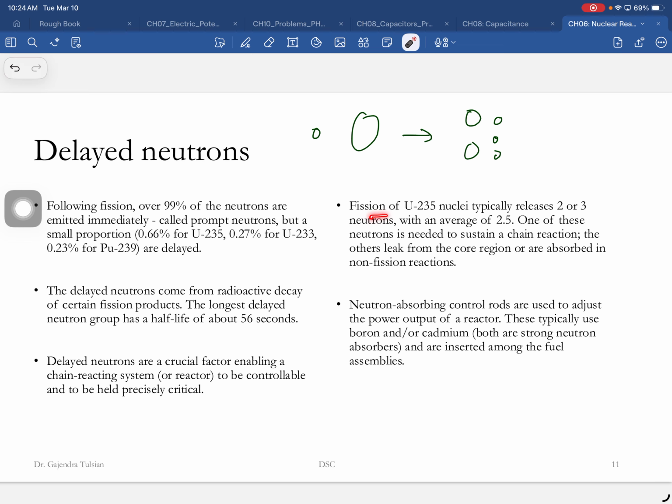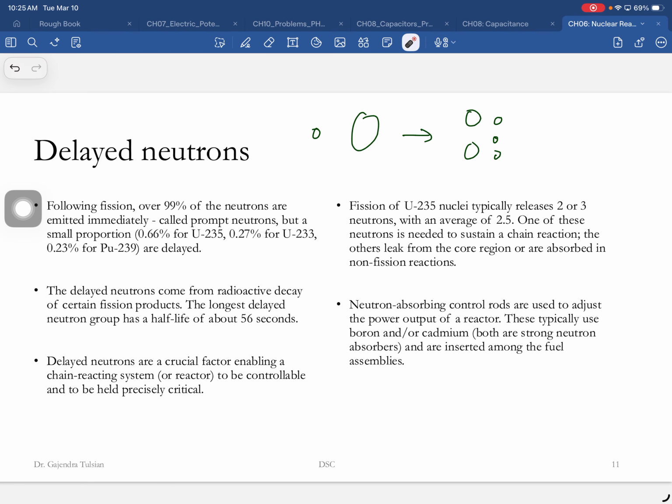Fission of uranium-235 nuclei typically releases 2 or 3 neutrons with an average of 2.5. One of these neutrons is needed to sustain a reaction. The others leak from the core region or are absorbed in non-fission reactions. Neutron absorbing control rods are used to adjust power output of the reactor.